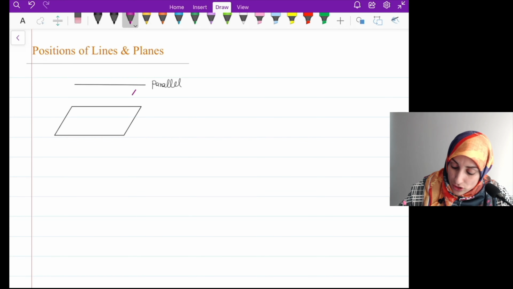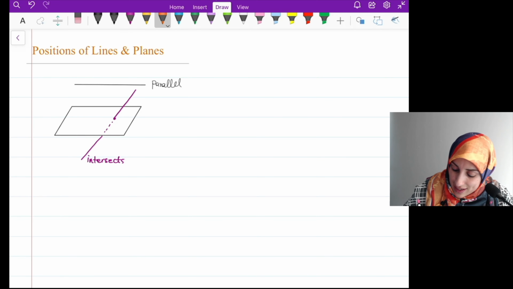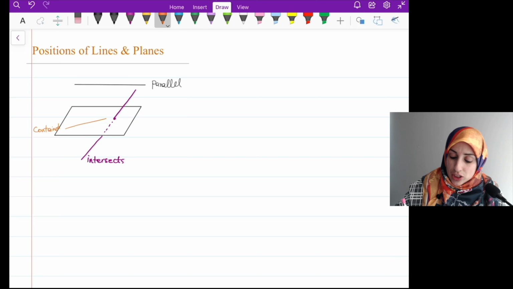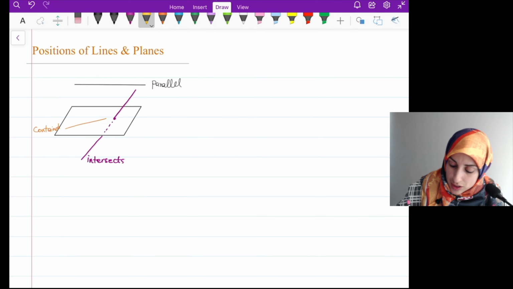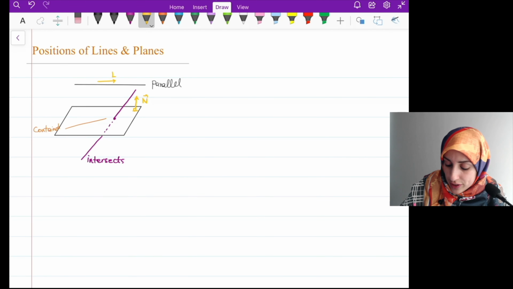It can intersect the plane like that, so it intersects, or the line can be exactly on the plane like this, so it is contained in the plane. How can we check this? You just need to check the position of the normal vector n, the vector that is perpendicular to the plane, and the direction vector of the line.